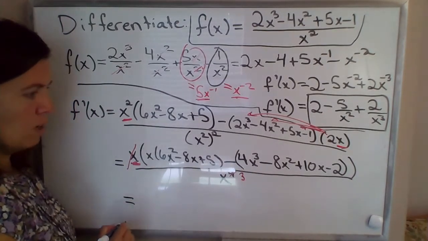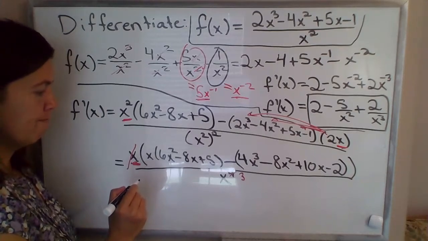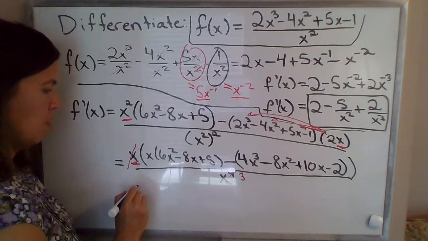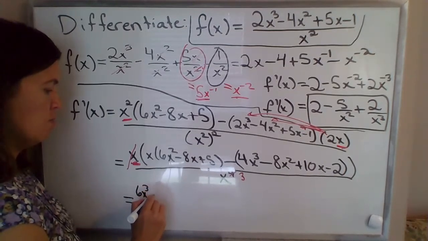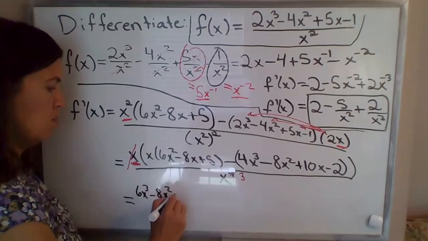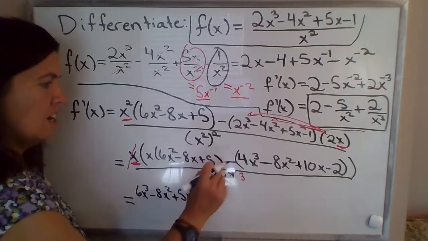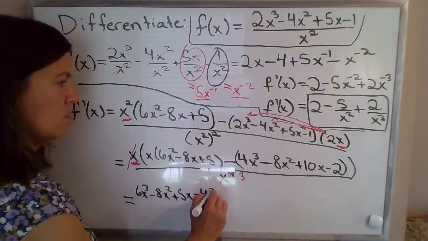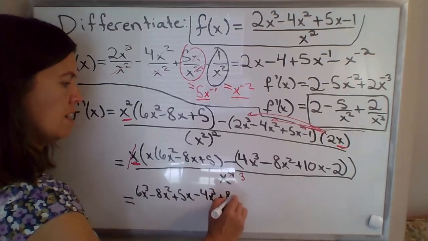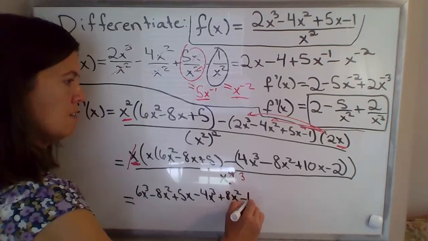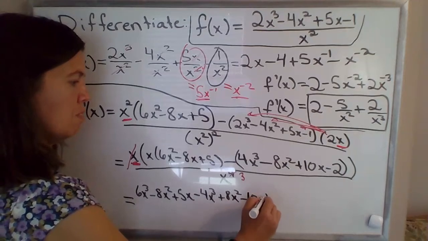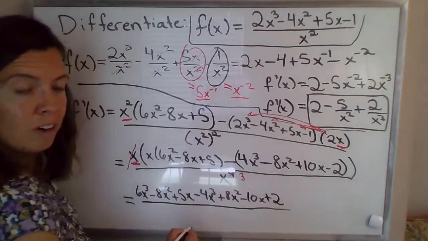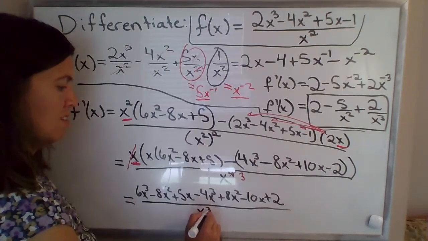Let's see if I can get it all written here at the bottom of the board now. Probably not, but okay. If I distribute the x here, so that'll be 6x cubed minus 8x squared plus 5x. Distribute the negative here. So that's minus 4x cubed plus 8x squared minus 10x plus 2, right? All over, seeing how this shows up for you guys, x cubed.